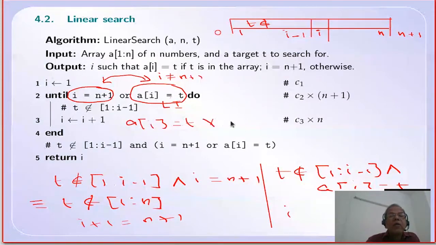Or I is equal to n plus 1. And here, I is actually equal to n plus 1. How will the test go? A at n plus 1 is equal to t. However, A at n plus 1 does not exist. You are testing an element which does not exist. Therefore, this will become a runtime error.